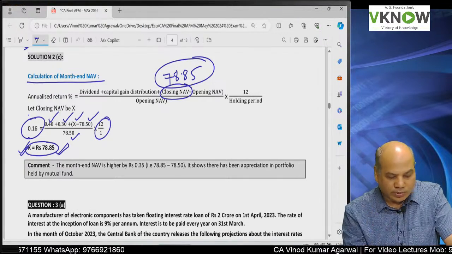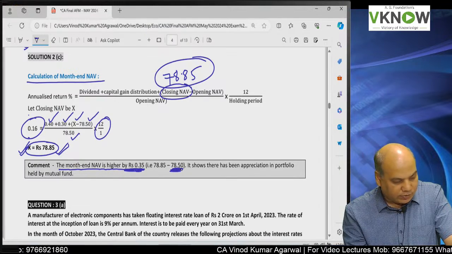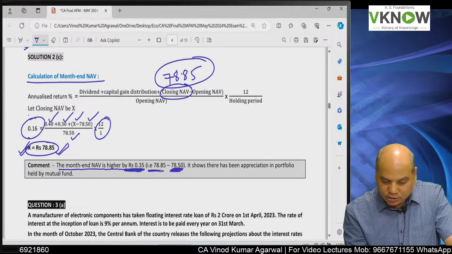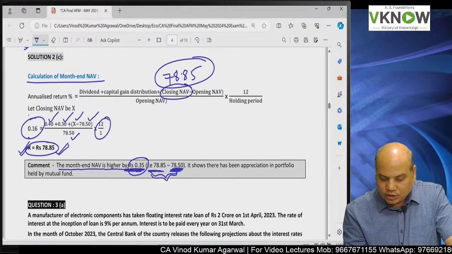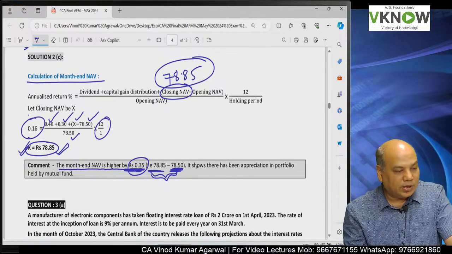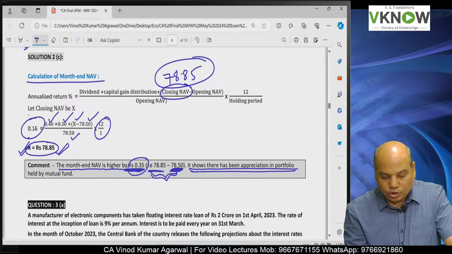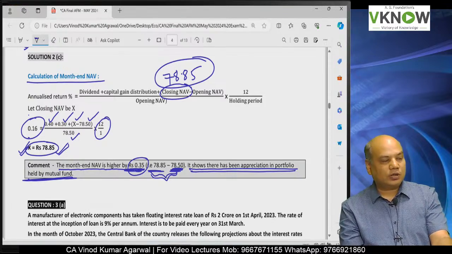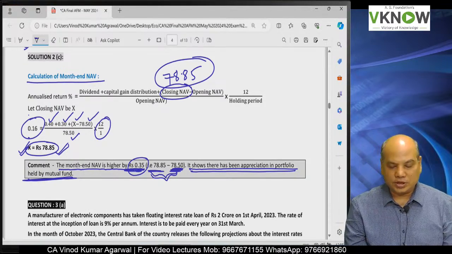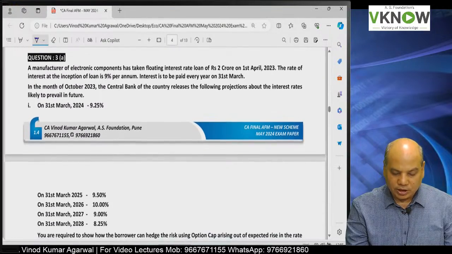They have asked you to comment also. The month end NAV is higher by 0.35. Opening was 78.50 given in the problem, closing is 78.85. So there is an appreciation in NAV by 0.35. Why does the NAV appreciate? NAV appreciates because the portfolio held by the mutual fund must have also appreciated. So that is the small comment I can write based on the limited data.